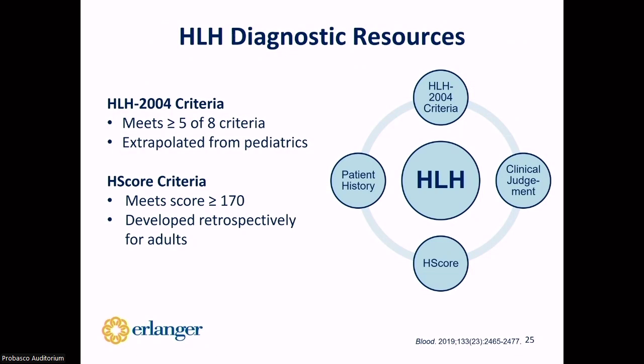Just to summarize, the HLH 2004 criteria say that you should meet 5 out of 8, but I want you to just remember that this is extrapolated from pediatrics. It was never meant to diagnose adults. Additionally, we're going to say that an H score of greater than 170 is a positive score, and I do like that this one takes into account more things that would be more applicable for adult patients. So I recommend doing these 2 criteria in addition to clinical judgment and a patient's history.